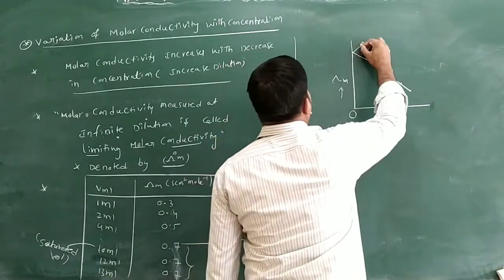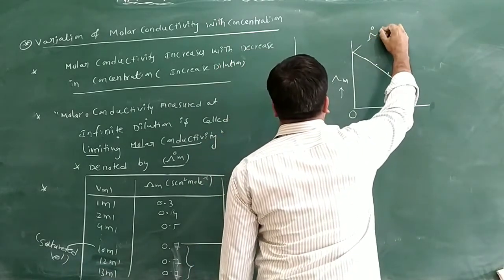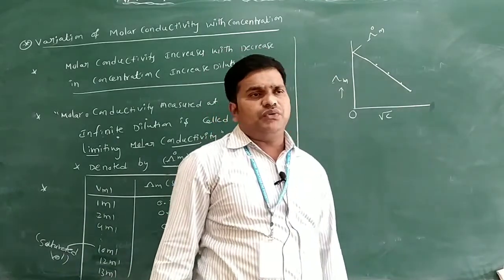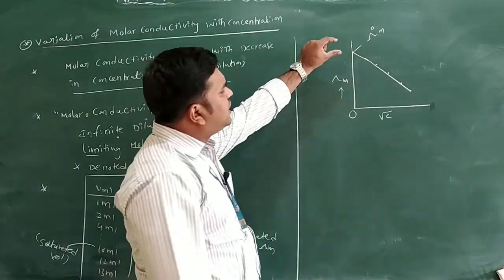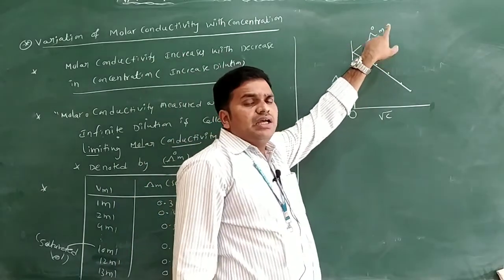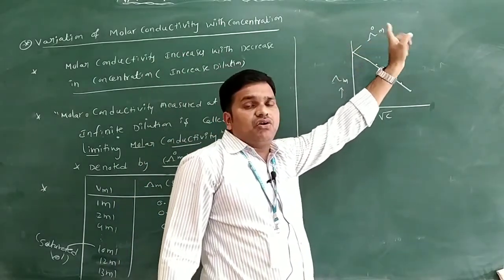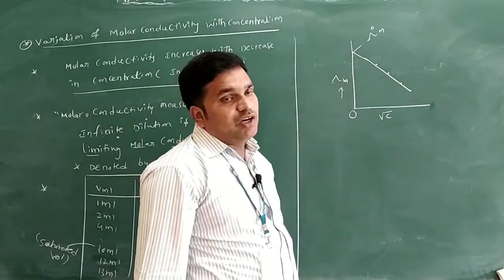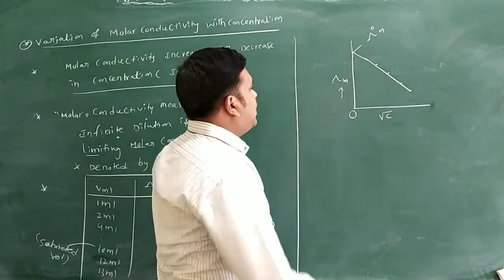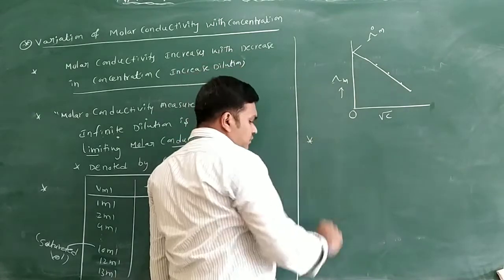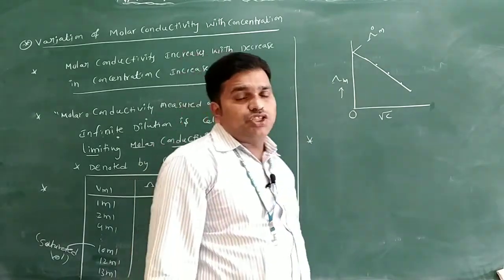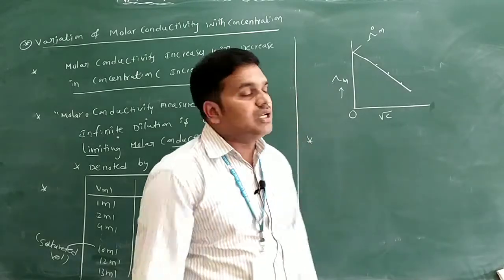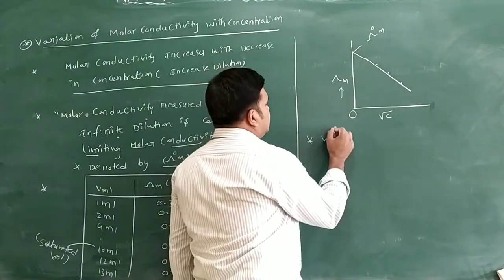This point is called the limiting molar conductivity, that means infinite dilution. So when the concentration of the solution approaches zero, the measured molar conductivity is called the limiting molar conductivity, denoted by capital lambda naught. You can write one more point also: when the concentration of the solution approaches zero, the conductivity measured is called the limiting molar conductivity.